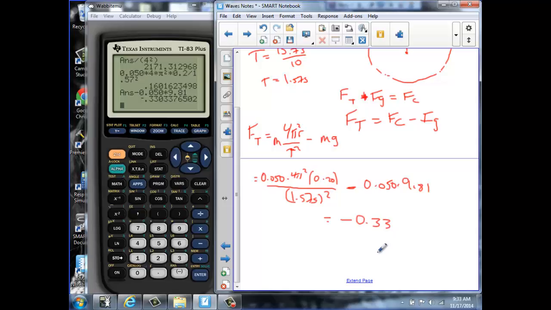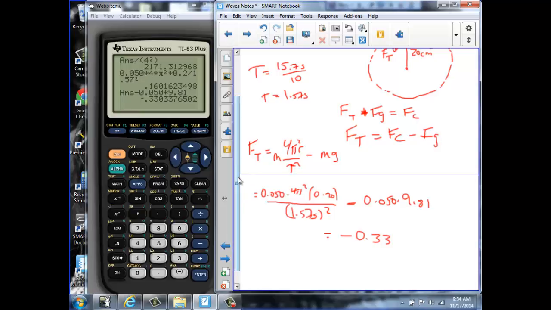Negative 0.33. So I can get that, and I use a formula on our formula sheet that says v equals 2 pi r over T. Okay. But that's just velocity though. That doesn't help us, because we need to make our tension force equal to centripetal minus gravity.